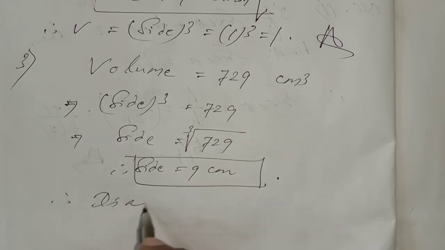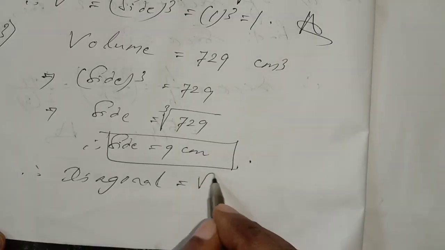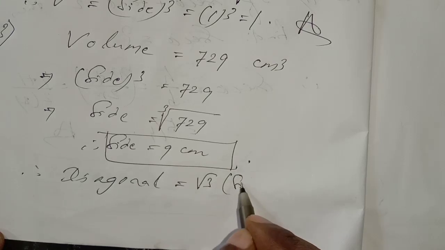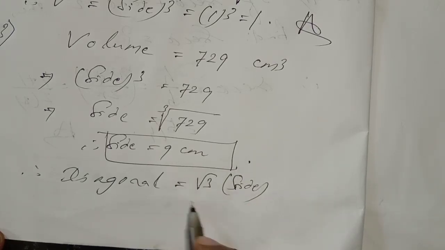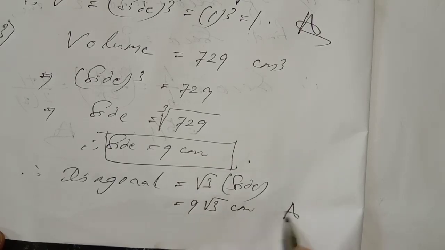The length of diagonal of a cube formula is root 3 into side. Root 3 into side, what is that? Side means 9, so 9 root 3 centimeter.